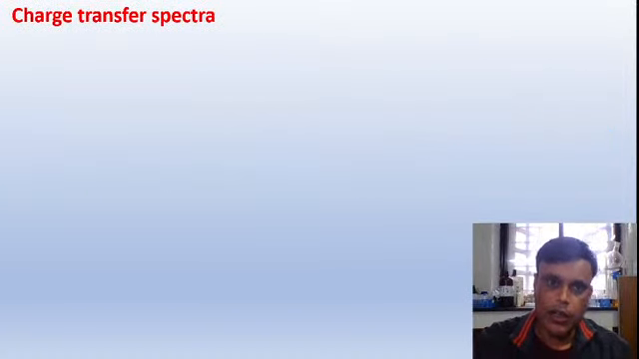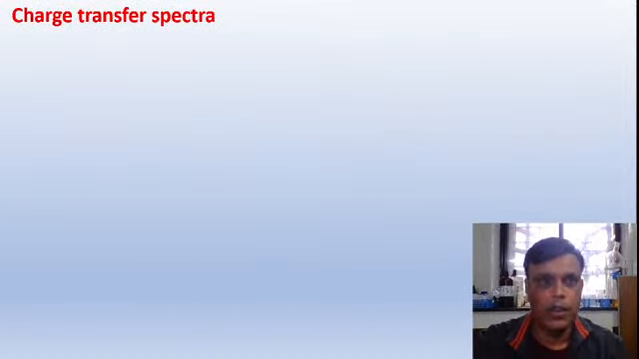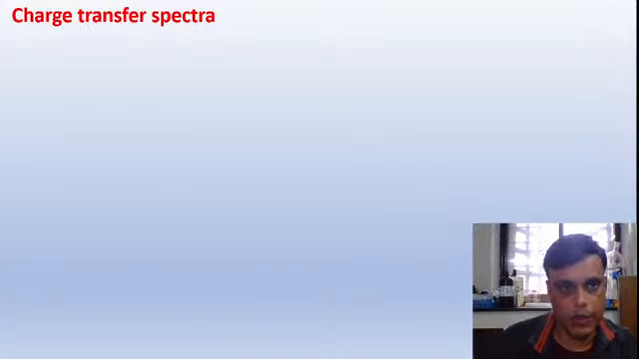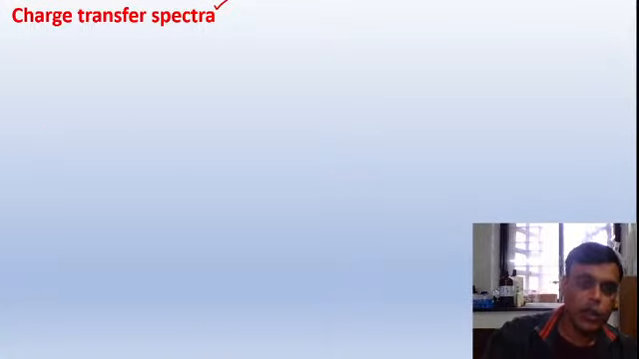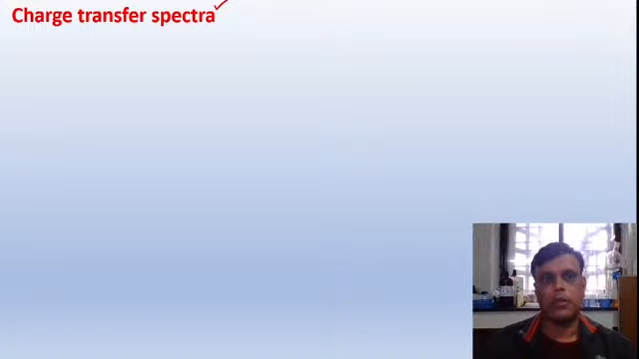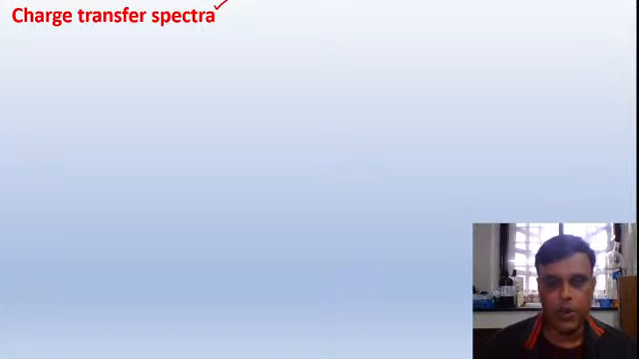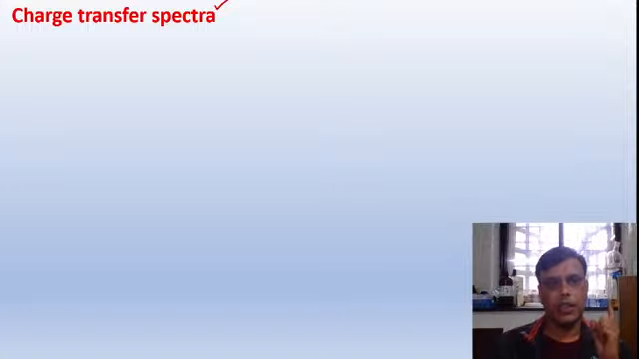Okay, so we will see the next very important point. That point is called charge transfer spectra. Now what happens due to this charge transfer spectra? Anybody know? Due to this charge transfer, the inorganic complexes become colored. So inorganic chemistry is colorful chemistry, you know that very well. And why is inorganic chemistry colorful chemistry? Because of this phenomenon, and this phenomenon is called charge transfer spectrum.